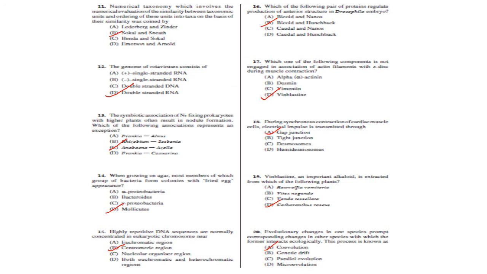symbiotic association. Then next one. When growing on agar, most members of the group of bacteria form colonies with fried egg appearance.